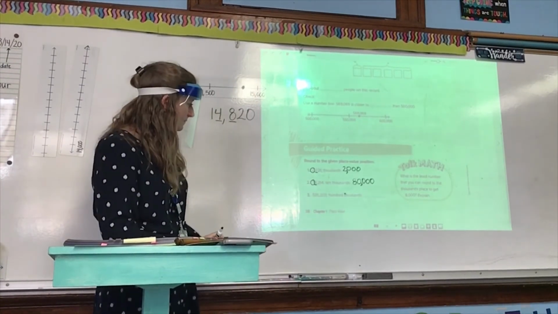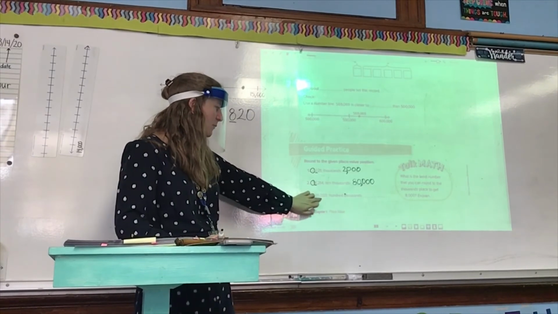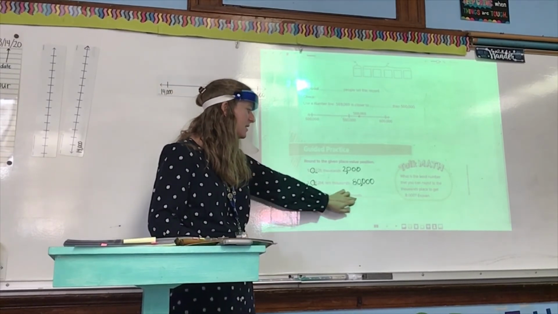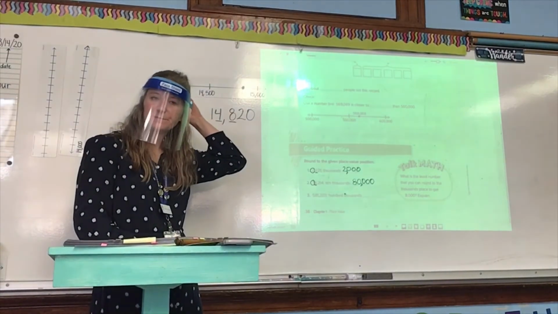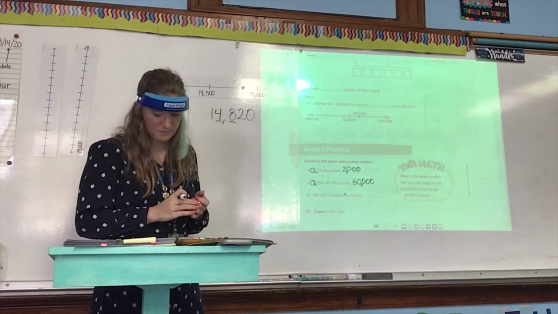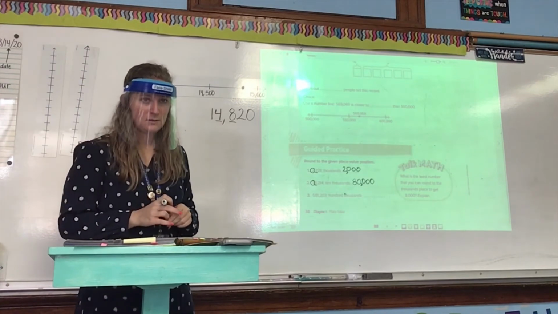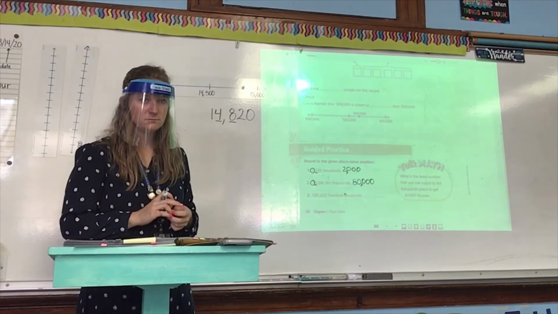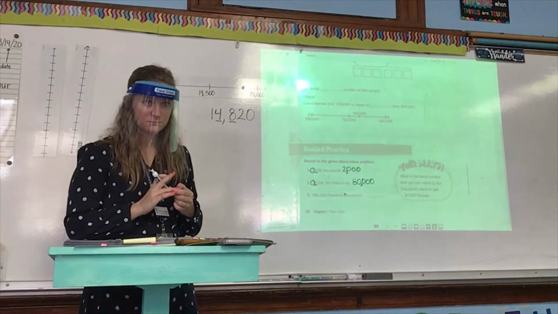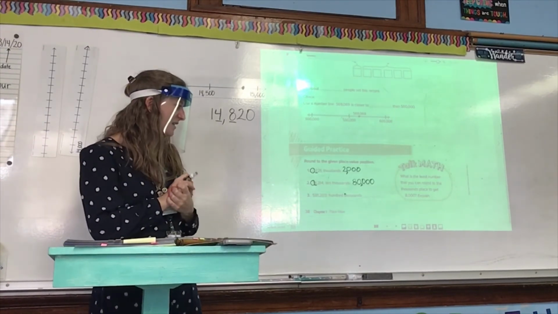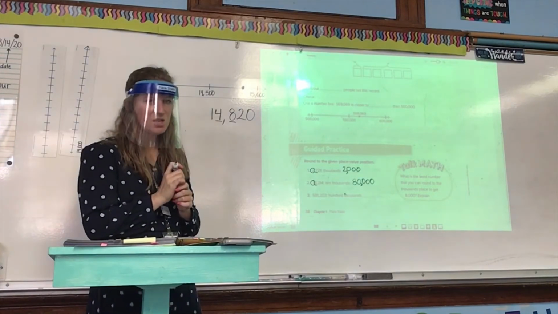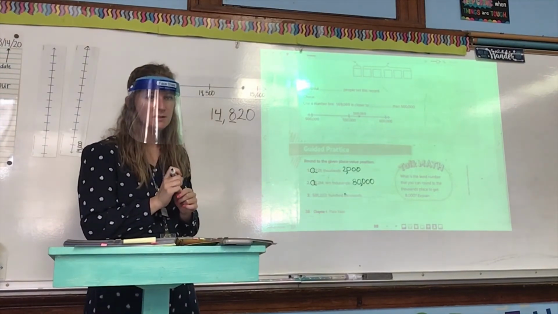Number 3. Zari. We have 581,203. We're rounding to the nearest 100,000. So, Zari, what is step 1? Read step 1. Circle a digit in the place to be rounded. So we're rounding this number to the nearest 100,000. So what digit do we need to circle?